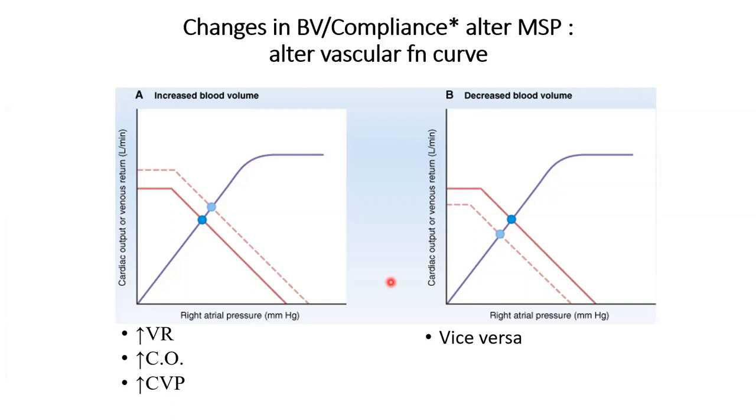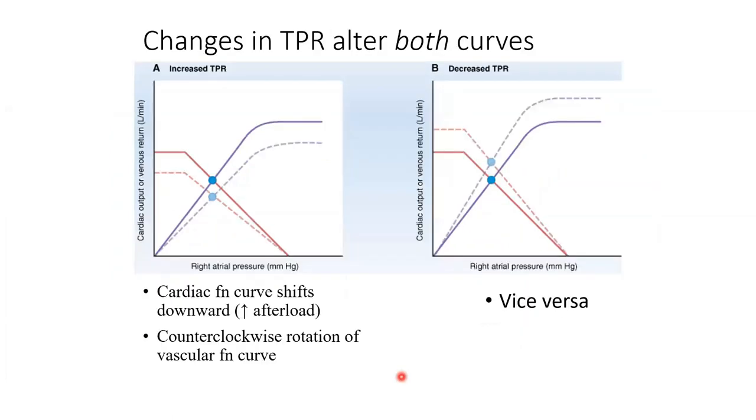Right, what is left now is this. This is the punisher of both the curves, the TPR. So if you increase the total peripheral resistance, now you need to remember, which part of the circulation do you go and tighten the screws on to increase the total peripheral resistance? You guessed right, it's the arterioles, right? Now remember where the arterioles are, okay? If you tighten them up, what will happen?